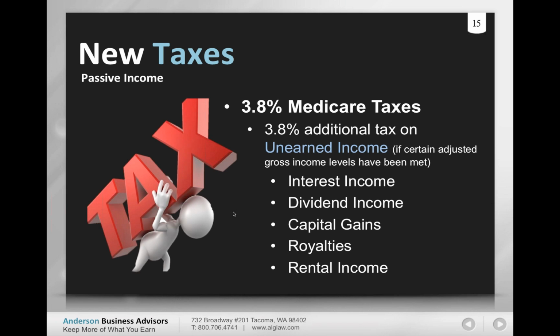Now, they say that the marriage penalty is dead. Well, I think here's another case where it's alive and thriving. One of the things that we look at is the items of unearned income that most of us are hit with. You have interest income, dividend income, capital gains, royalties, and also rental income.